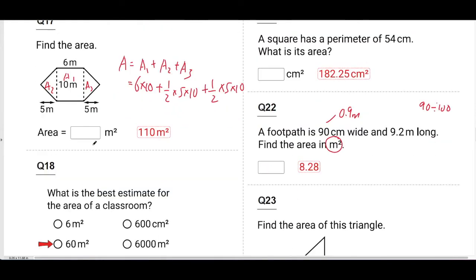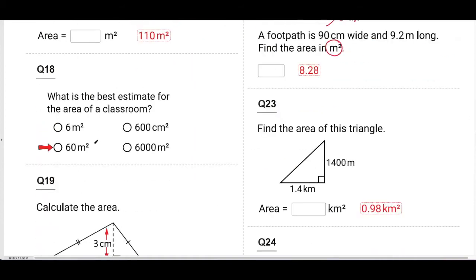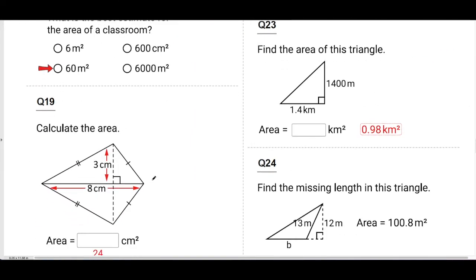Question 19 is another red question. That's question 19. Calculate the area. Okay, so remember, this is the area of a kite, right? Now, the area of a kite, if you still remember, is half times x times y, where x and y are the diagonals, right? So then, what's the diagonal?